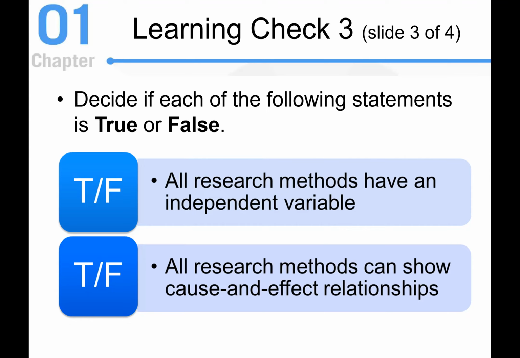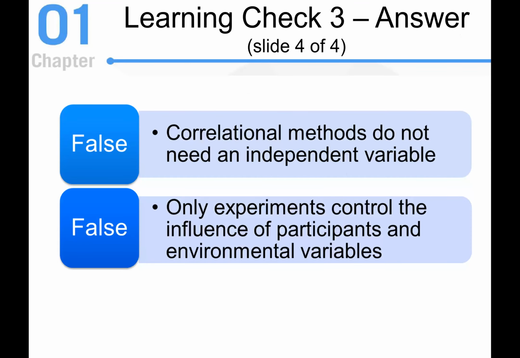Second question, all research methods can show cause and effect relationships. Well, that too is false, right? Only an experimental study can show cause and effect relationships. A correlational study cannot do it. A descriptive study cannot do it, nor can a non-experimental study do it. All right, only an experimental study can do it. And so here are the answers.